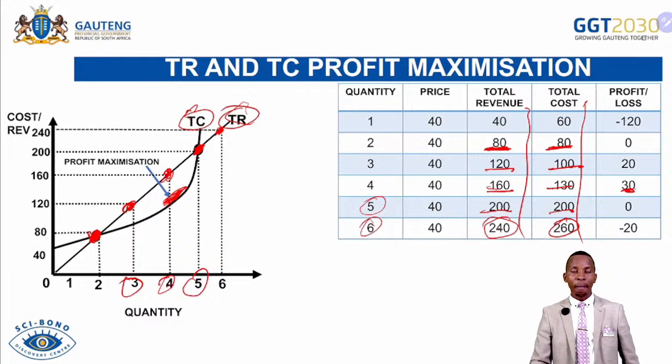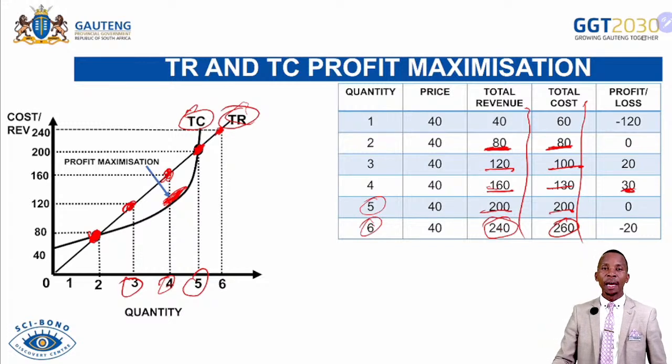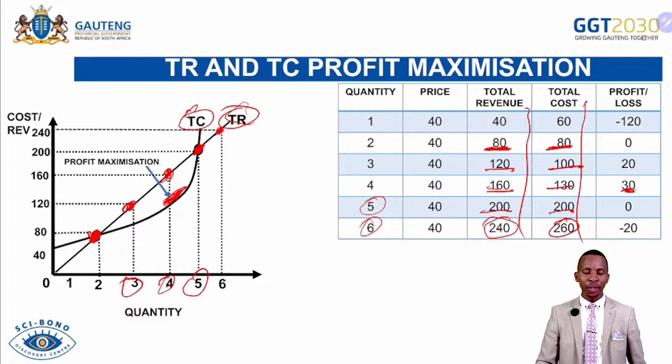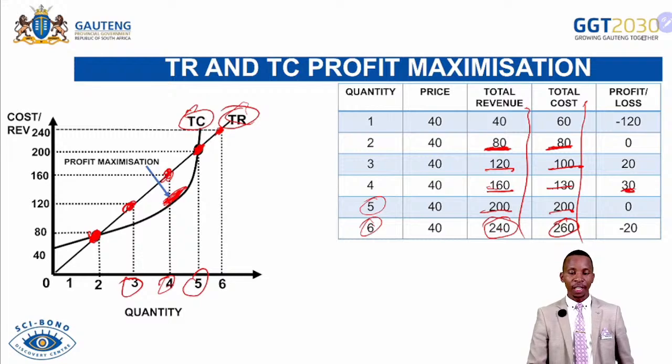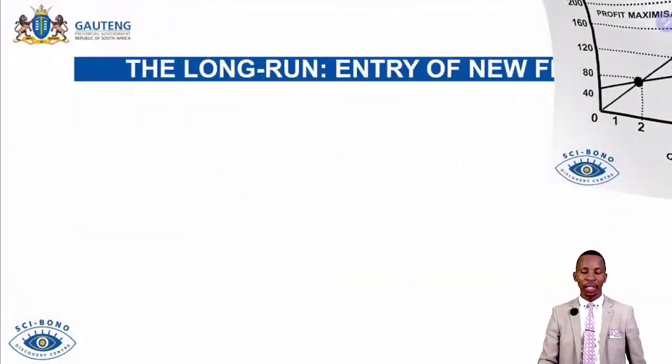So to maximize profit, we can use MR and MC. We can also use TC and TR. It is very important that we are able to draw those graphs given the information.